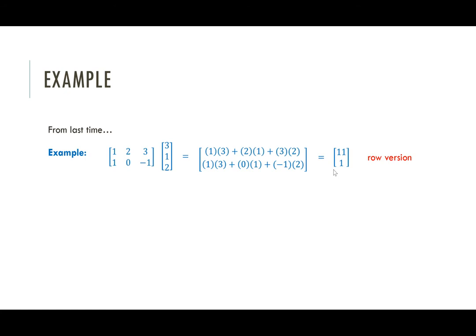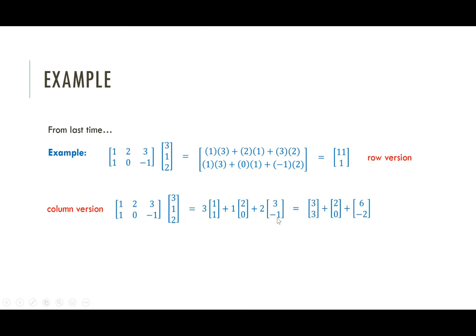Now let's calculate this using the column version of matrix vector multiplication. We start out with the same matrix, same vector. Remember, we take the first column and scale it by 3, the second column and scale it by 1, the third column and scale it by 2, and add. That's just what we've got. Now let's actually do that scaling. This would be 3, 3. This would just be 2, 0. And this would be 6, negative 2. Then adding up the entries, 3 plus 2 is 5, plus 6 is 11. 3 plus 0 is 3, minus 2 is 1. So we get the same thing, which is a relief.